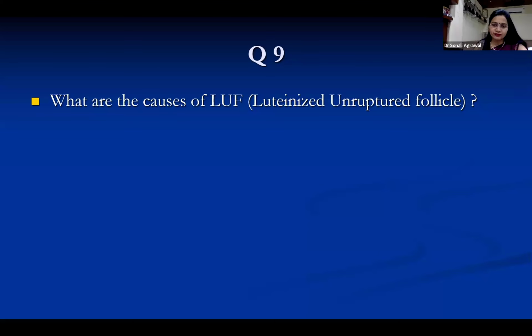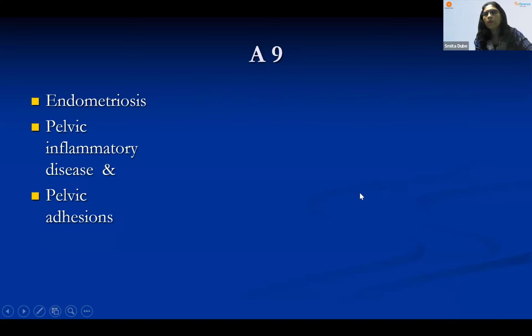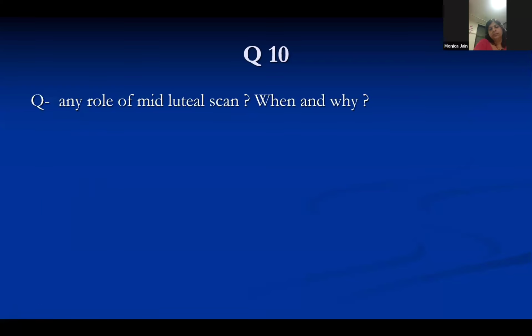So my next question is, what are the causes of LUF, luteinized unruptured follicle? Dr. Ruby, can you elaborate? Again, the use of clomiphene citrate and GnRH analogs and sometimes endometriosis, pelvic adhesions, non-steroidal drugs, NSAIDs. Usually the endometriosis and adhesions block the ovulation, because of the pelvic adhesion and inflammation, ovulation is not happening. So these are the main reasons for LUF.